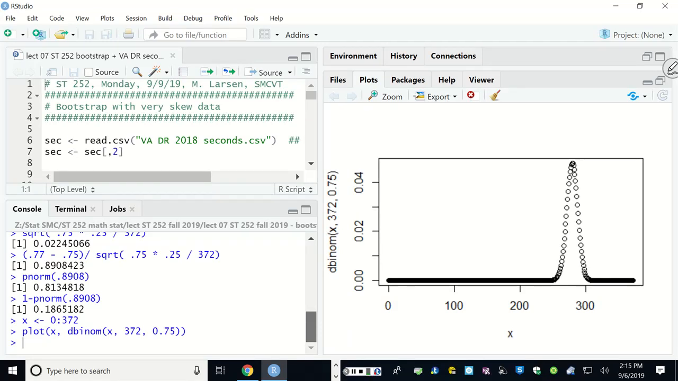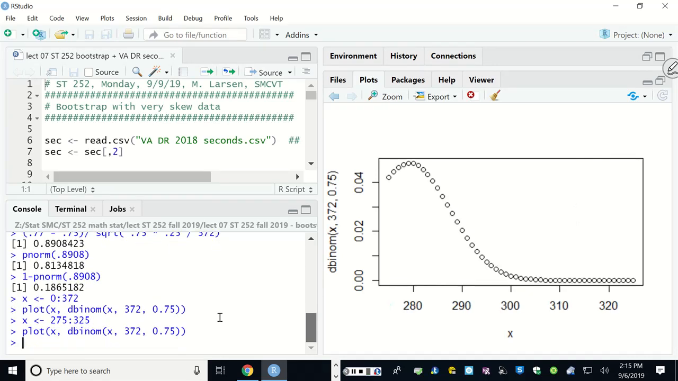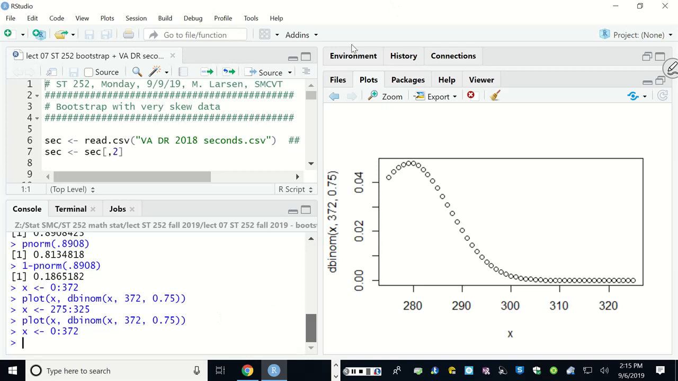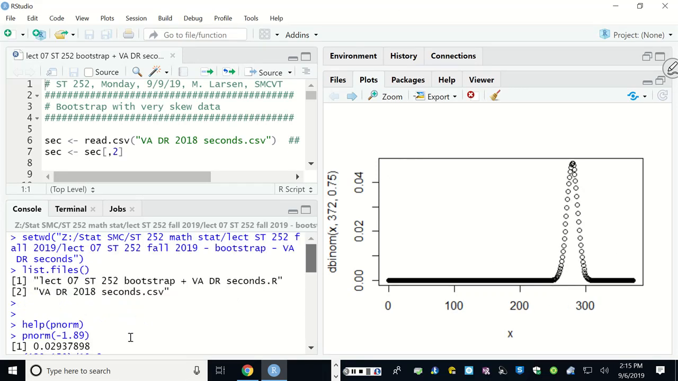And if you adjust the graph a little bit, so now let's say x goes from about 275 up to 325, that's where almost all the probability is, right? And then plot that, oops. Let me go back. What should I have done? Oh, I can just look at this, right? So 275, maybe that's too high, 250 then.